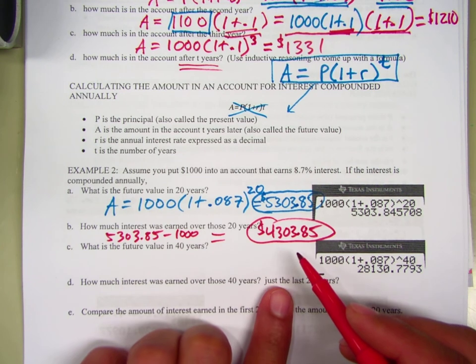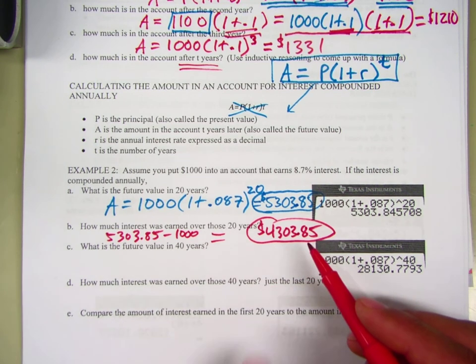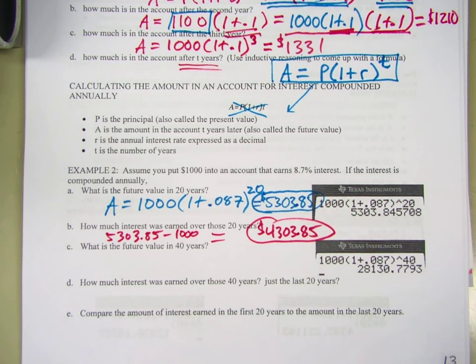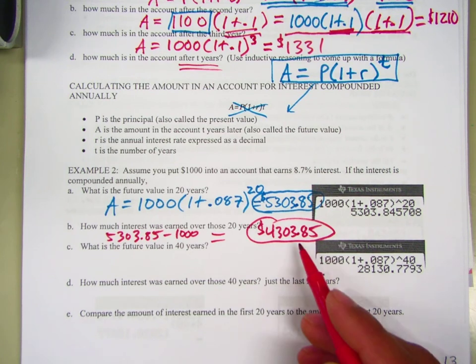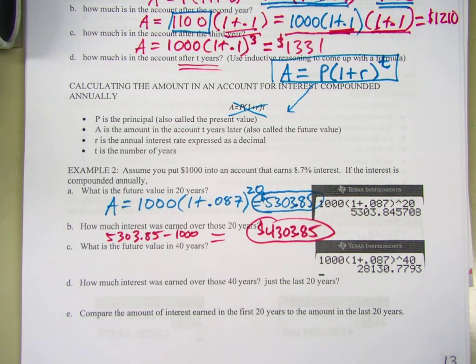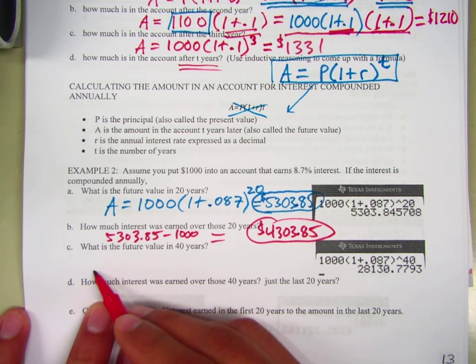So you'll see problems like that on MathLab and on the quiz or test that'll ask you, so what's your future value? And you have total amount of money, and then they'll ask you, well, what was the interest that you earned then? So you got to remember that you just subtract that from what you put in, what the principal was. Okay? Let's do 40 years.